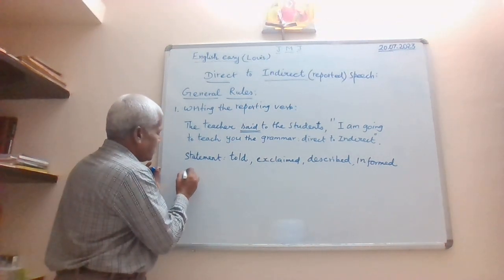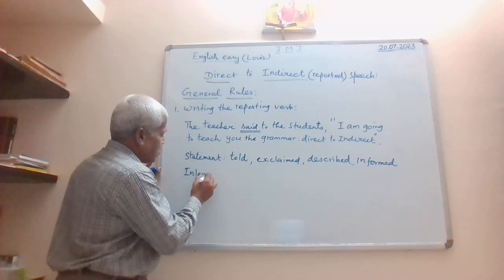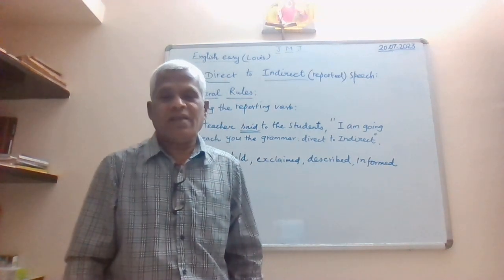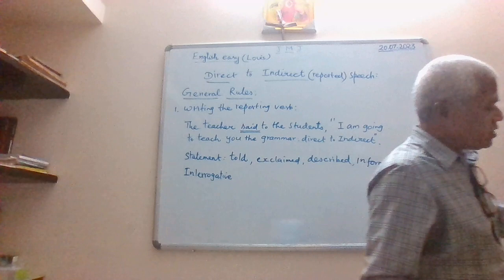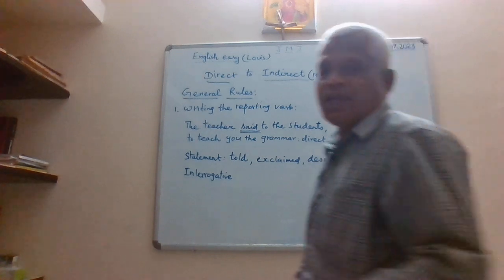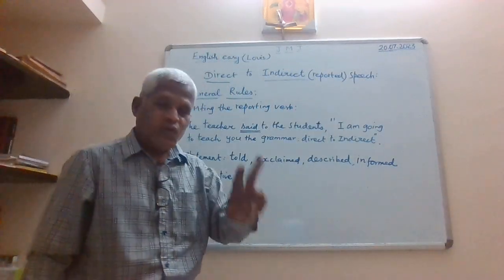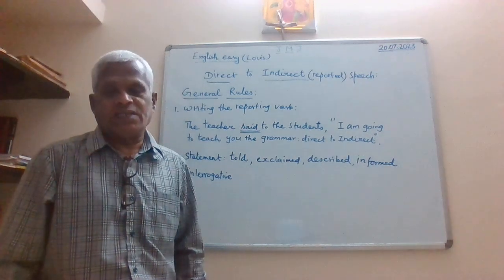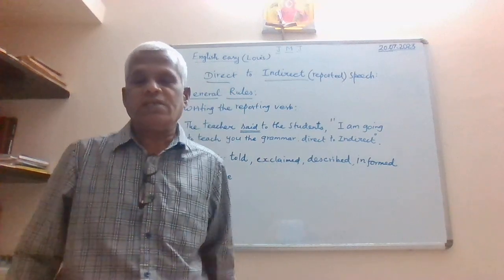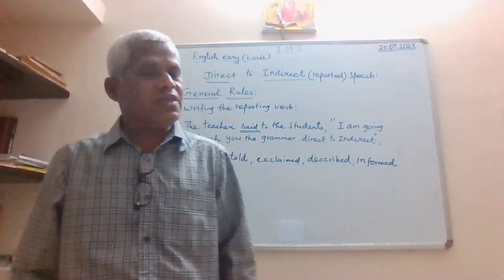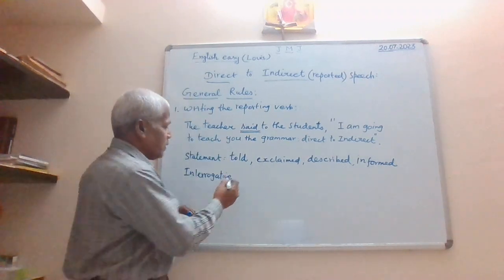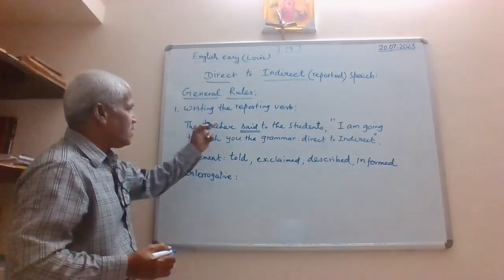Now, what about interrogative? Okay, interrogative. I told you there are two types of interrogative sentences. One is the sentence that begins with the WH question words. Another type begins with the auxiliary verb. Now let me write these sentences here, as I wrote for the statement.